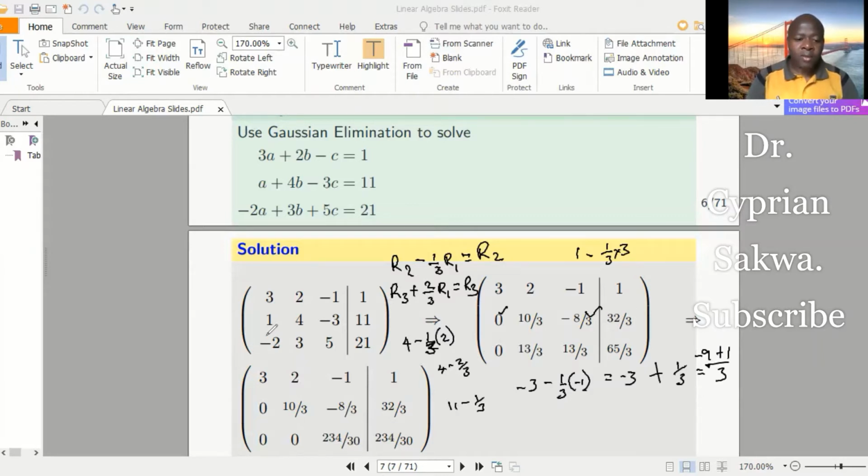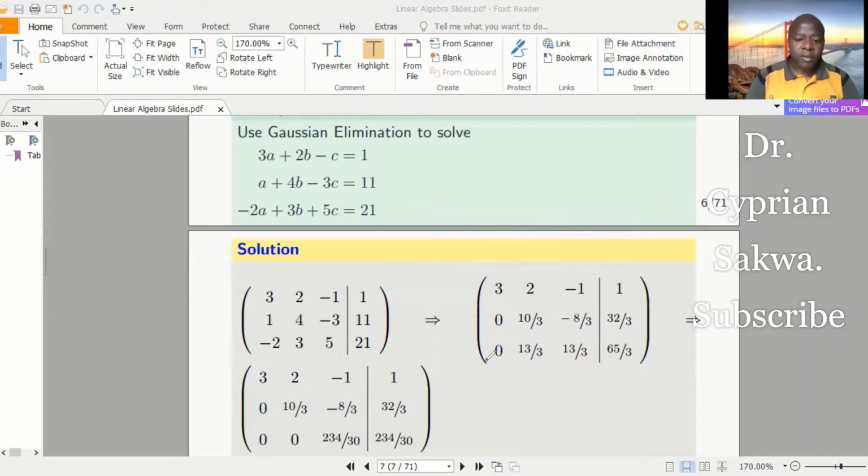And then I come to this position and create a 0 here. To create a 0 here, I would have the entire row 3 plus 2 over 3 of row 1. So in other words, negative 2 plus 2 over 3 of 3 gives me 0 in this position.